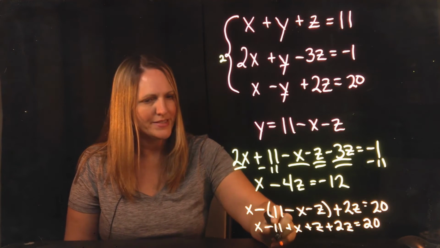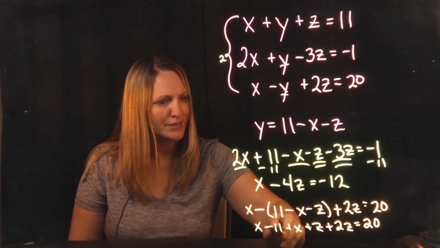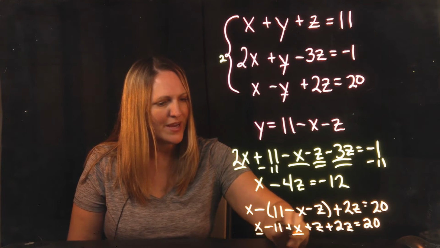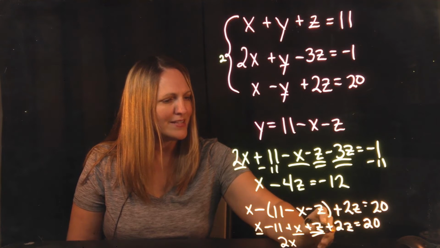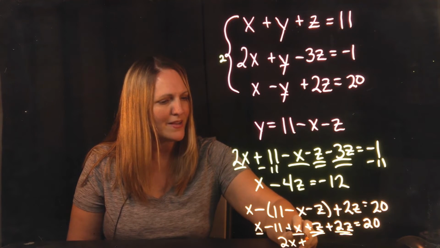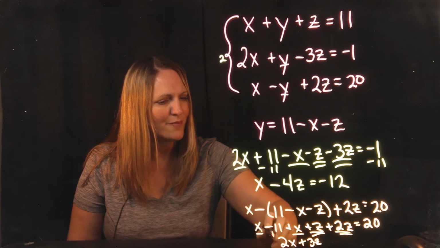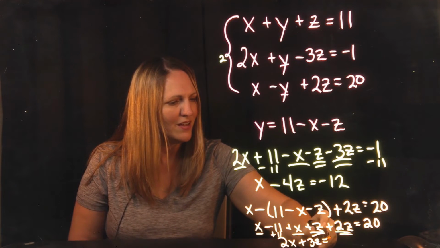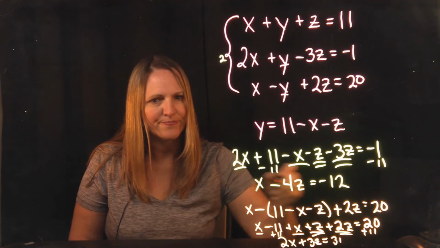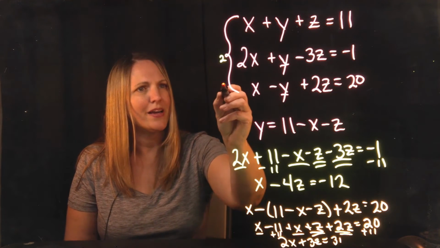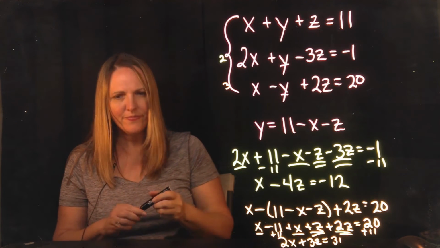Let's see if I can squeeze this in here. I'm getting close to the bottom. I have 2 x's. Can you see that? 2x. And then I have z and 2z, so that's a positive 3z. And when I move this 11 over, I get equals 31 because I added 11 here. Okay, so that's my equation 3.